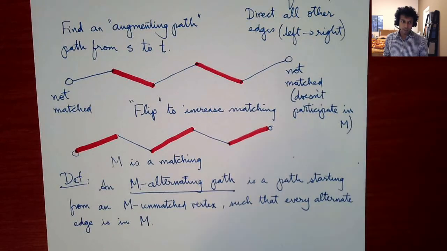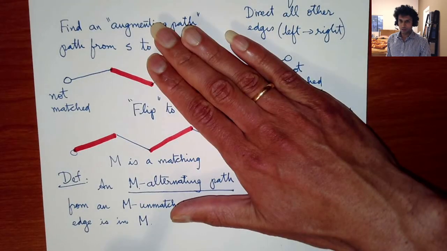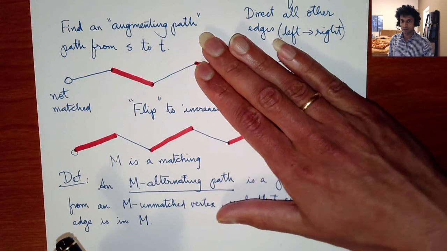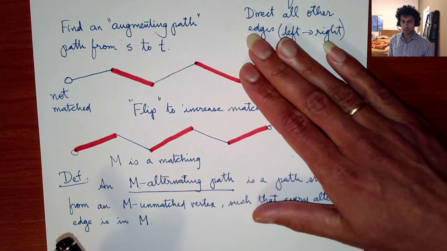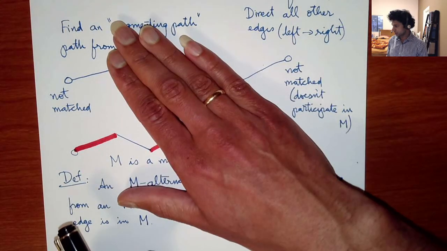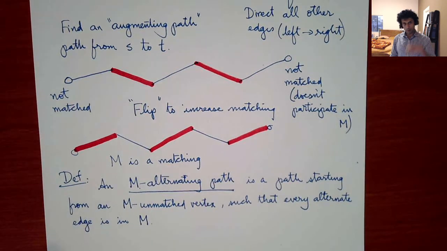So subpaths are also alternating paths. This is an alternating path, this is an alternating path, this is an alternating path, the whole thing is an alternating path. Actually, a single edge from an unmatched vertex is also an alternating path, because it is a path that starts from an unmatched vertex. Any questions about the definition?